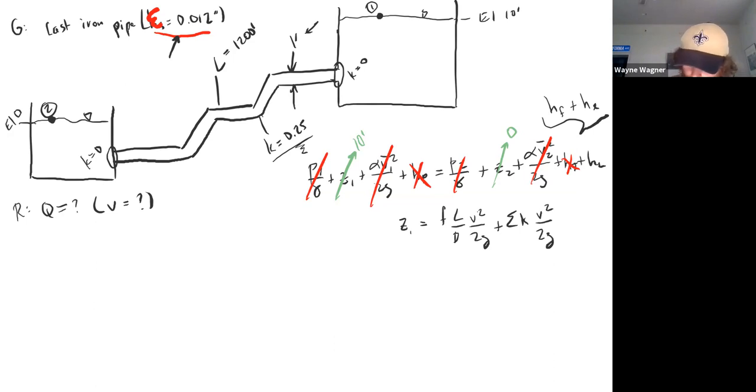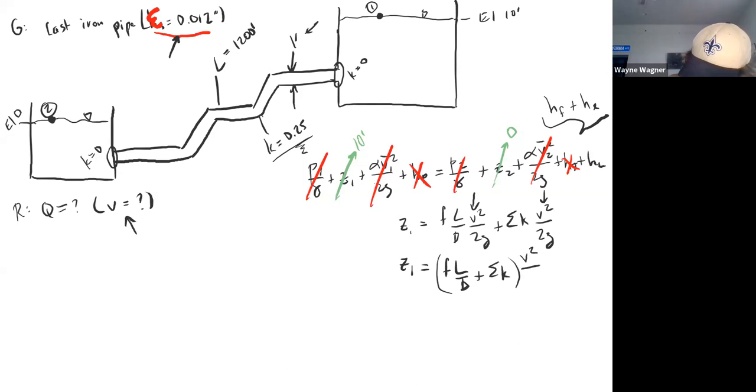So the nice thing here is, we can pull out this V squared on 2G. That's what we're solving for, right? That's what we want. So I'm left with Z1 equals FL on D plus the sum of the K's, times V squared on 2G.